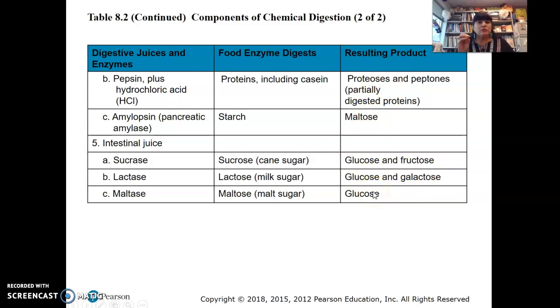So those are simple sugars, they're monosaccharides, and now those can go through the lining of the intestine and get absorbed into the blood and then get carried to our cells. Sugar, glucose. We need it for energy. That's our primary source of energy.